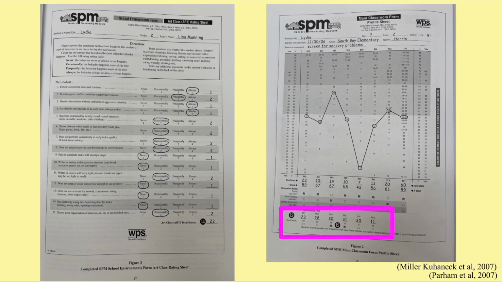This is an example of the art class rating sheet. When scoring this school environment form, you would sum the item scores to obtain the total score for that environment. Transfer each total score to the main classroom profile sheet. We highlighted here where you would score. Then compare the score to the cutoff value and check the box if the score is greater than or equal to the cutoff value.